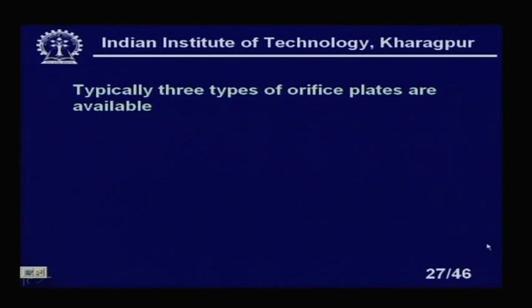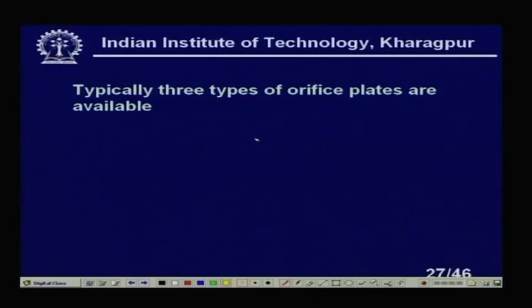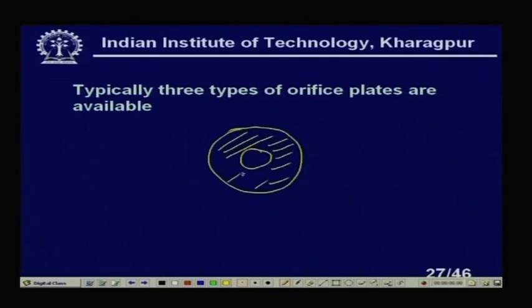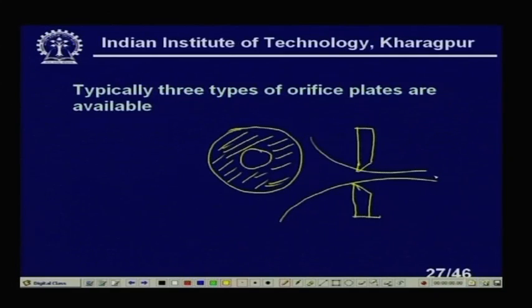Now, typically 3 types of orifice plates are available. It is basically a plate. If you look at it, it looks like this: a plate here, and there is a hole. This is the square edge orifice. The liquid is flowing through this one like this, clear.